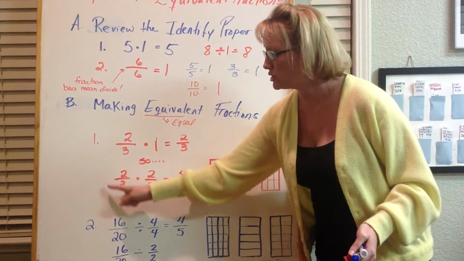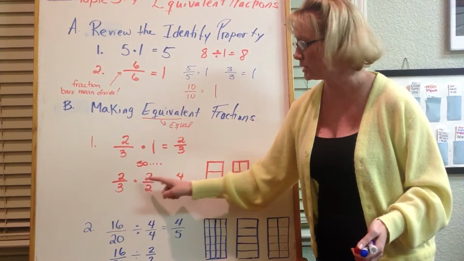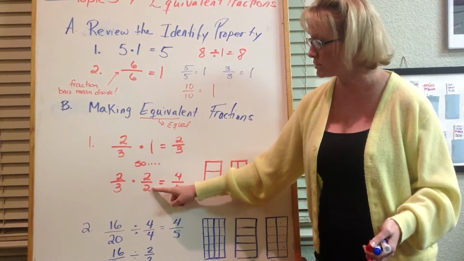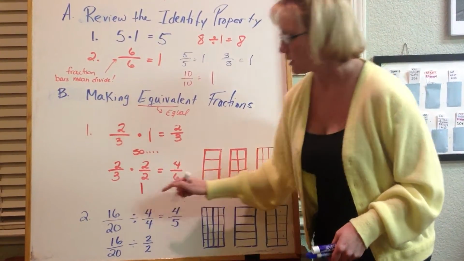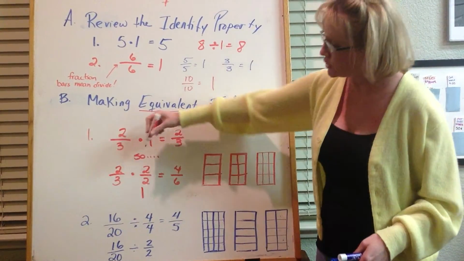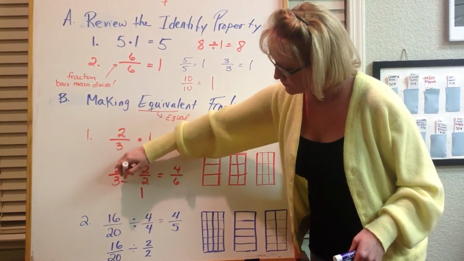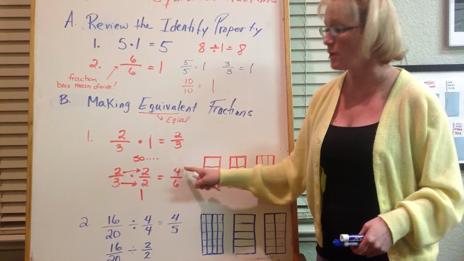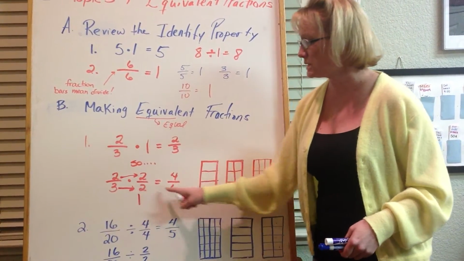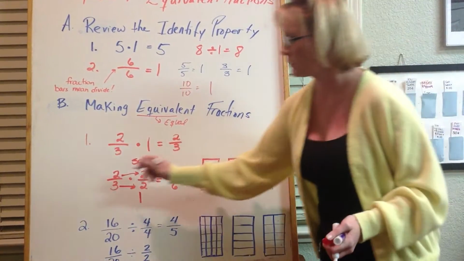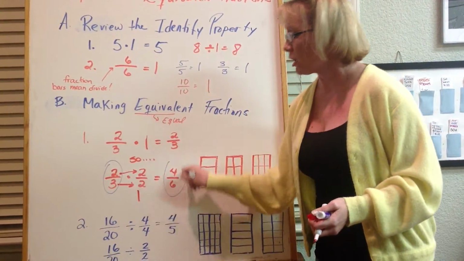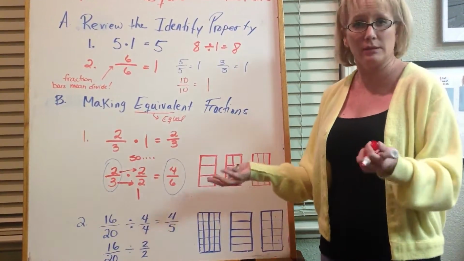So if I take the fraction 2/3 and I multiply it by another fraction, 2/2, remember this really is an invisible, hiding 1, I should get an equivalent fraction. So you're going to multiply it straight across. 2 times 2 is 4, and 3 times 2 is 6. I'm saying that 2/3 and 4/6 are equivalent, or they're the same thing.